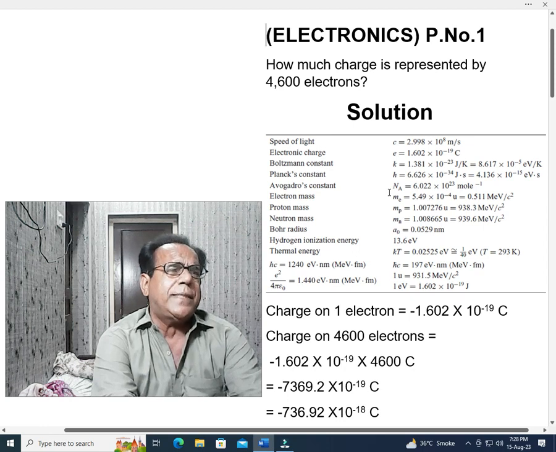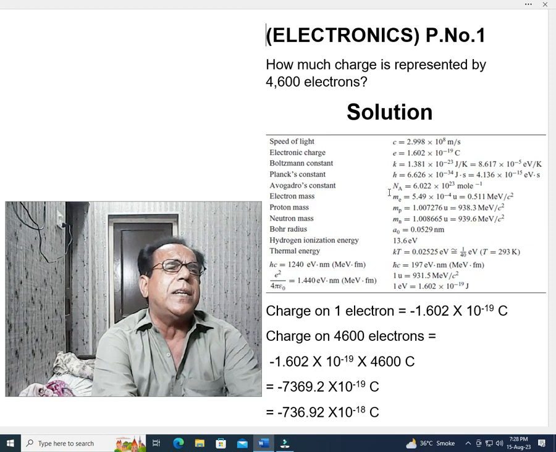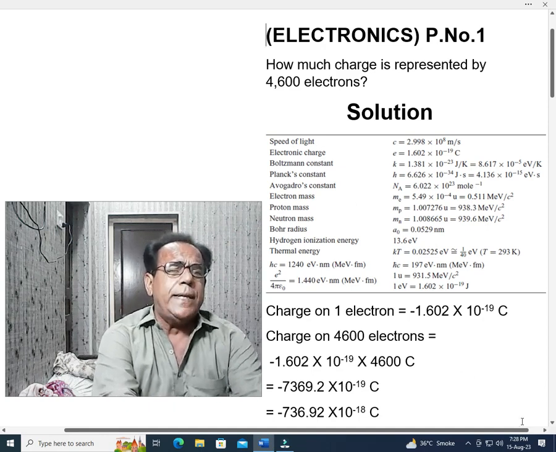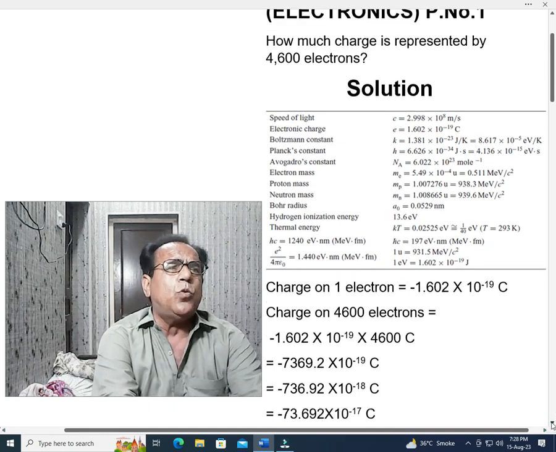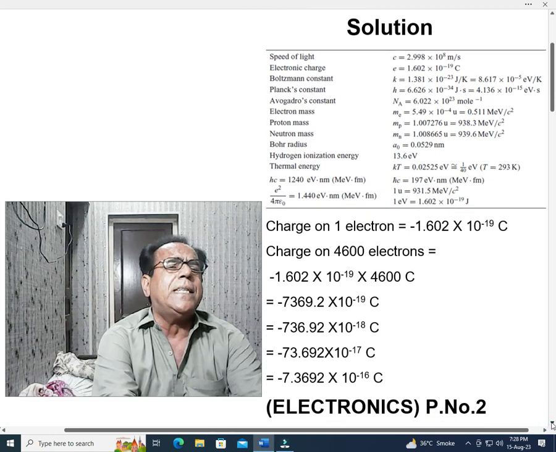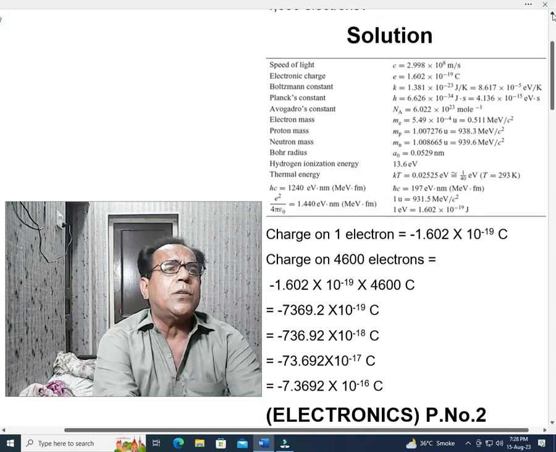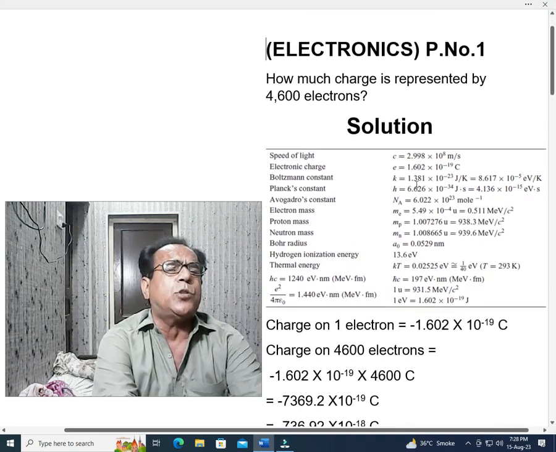Proton is a very massive particle due to which it remains inside the nucleus, while electron is a very light particle, so it revolves around the nucleus. Okay, so dear students, quite an easy problem. We see that one electron carries so much charge, then definitely so many electrons will carry so much charge multiplied by this number 4,600.